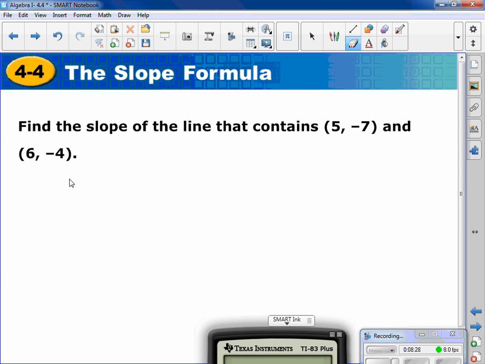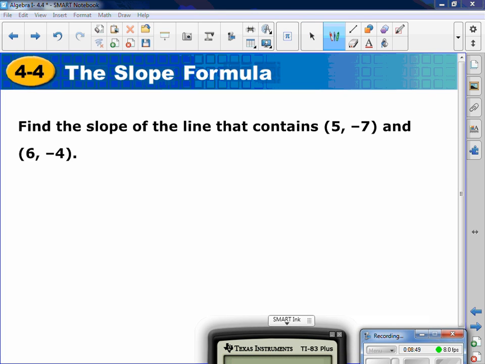This one's a tricky little one. I have 5, negative 7, and 6, negative 4. Do I actually get an answer for this one? Will I get an answer? Are my y's the same? No, since they're not the same, I'm actually going to get an answer. Find the slope for this one. The formula is what?